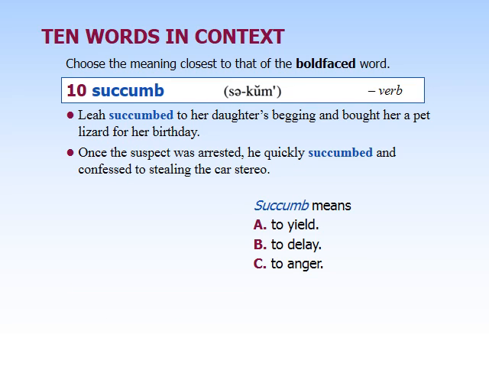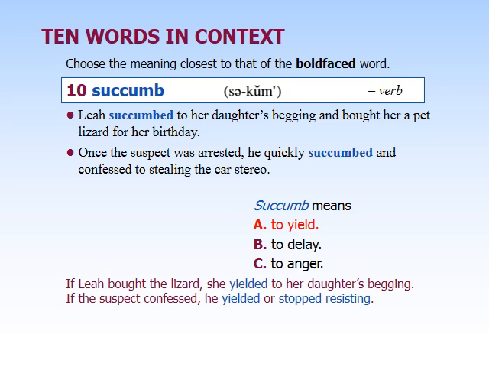So our last word here is succumb, and this one is a verb. Leah succumbed to her daughter's begging and bought her a pet lizard for her birthday. Once the suspect was arrested, he quickly succumbed and confessed to stealing the car stereo. So to yield, and what yield means is to give in. So succumb can have a couple of different usages. In the first example, she succumbed to her daughter's begging.